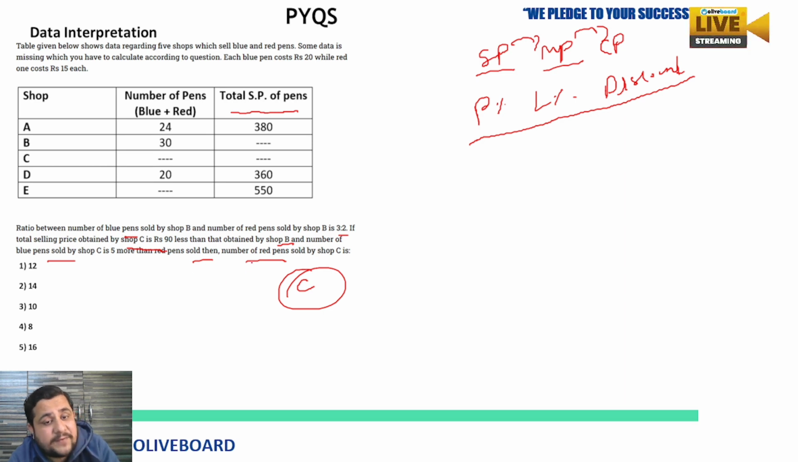So what are they asking first? The number of red pens. Whenever you are solving, first see what you have to calculate. Number of red pens sold by C. So we are not having any data about C. So first of all we have to calculate this and this, then only we can go ahead.